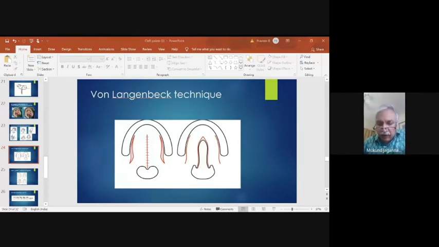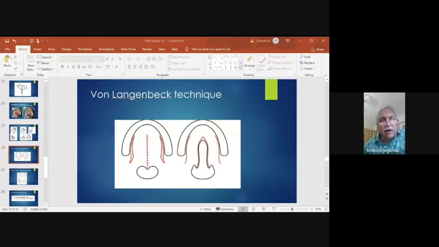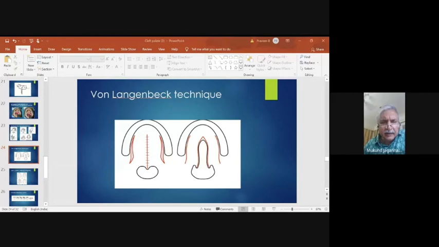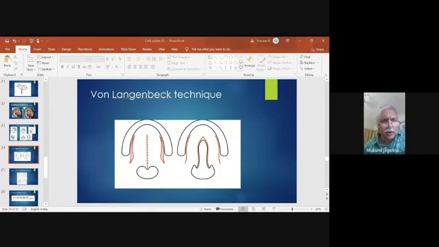Tensor palati is supplied by what? Yes, sir. Tensor palati is supplied by what? Sir, trigeminal nerve. Yes. And the others? Others by the pharyngeal plexus, sir, mostly vagus nerve, sir. No. 9, 10, 11. Pharyngeal plexus is mostly 9, 10, 11.